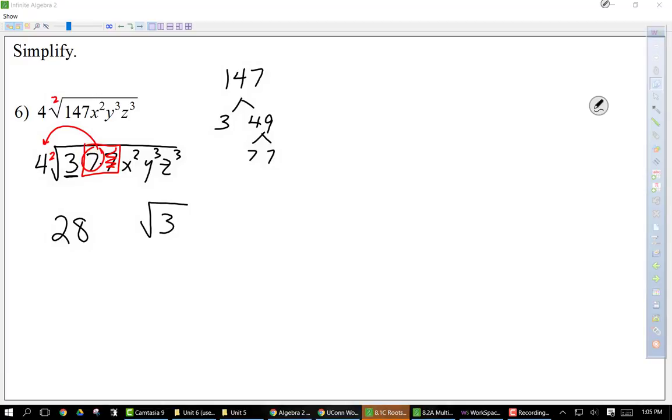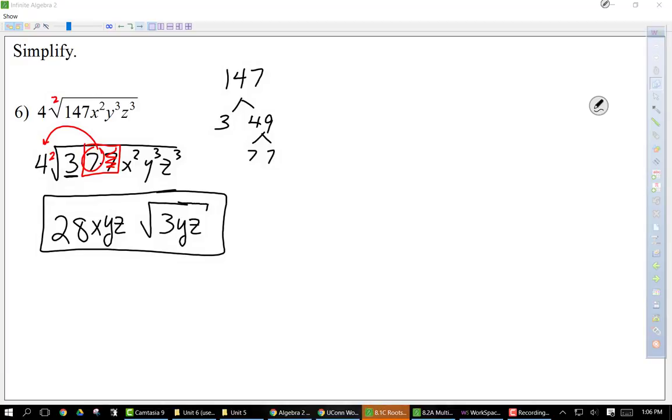Now let's look at my variables. How many x's pop out? Well, hopefully by now we're looking at them and we're saying, oh, hey, only 1 pops out. How many y's pop out? 1 pops out, but 1 stays in, because 2 goes into 3 one time with 1 left over. And then how many z's pop out? Once, and then 1 stays in because, again, 1 pops out and there's 1 left over. So this is my answer. 28xyz times the square root of 3yz.